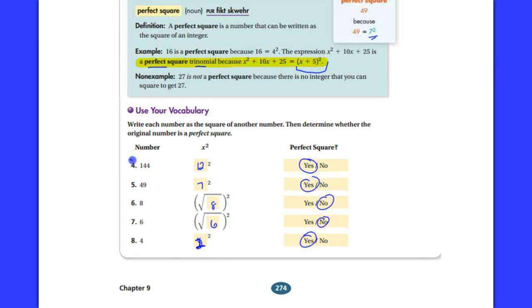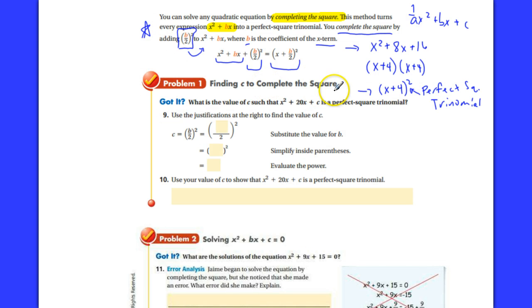These were all perfect squares, or these two were, and this one was. Okay, it's the same thing. The only thing is the base is a binomial, x plus 4. So when squared, it creates this trinomial here. Now, let's take a look at this one I wrote here. x squared plus 8x plus 16.